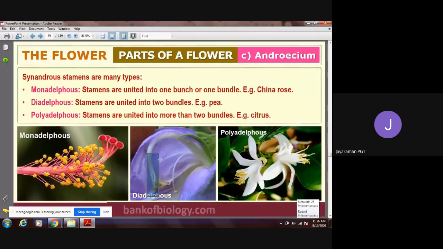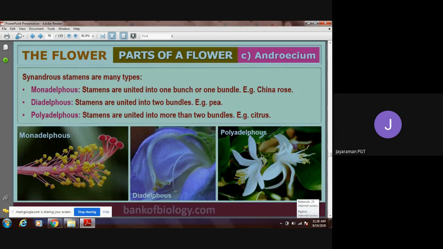Polyadelphous means many. In citrus fruits, lemon, orange, you can find many bunches, like 3, 3, 4, 4, like fused. Stamens are fused into many bundles, more than 2 bundles. It is known as a polyadelphous stamen. So anyhow, this all comes under the fused stamens, either all in one bundle, in 2 bundles or many bundles. But anyhow, all these fused stamens are synandrous. Under the synandrous are monoadelphous, diadelphous, polyadelphous, and you should remember the examples.